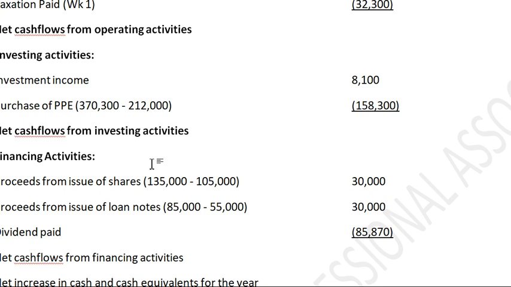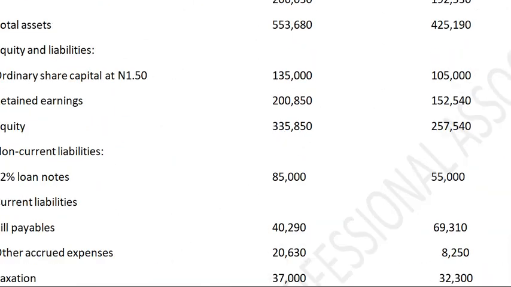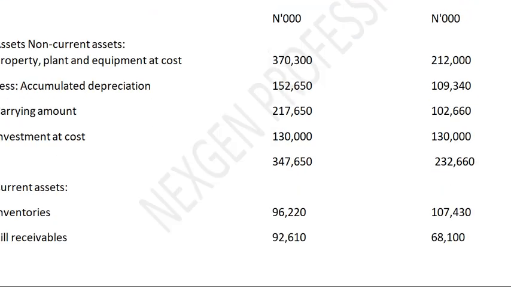Now, if we use the carrying amount, I want to believe that we are still going to get the same thing. Please, let's try it and see. Let's go back to the question. Use this carrying amount. What do we have? This 102,660 minus 215,650. What do we have?